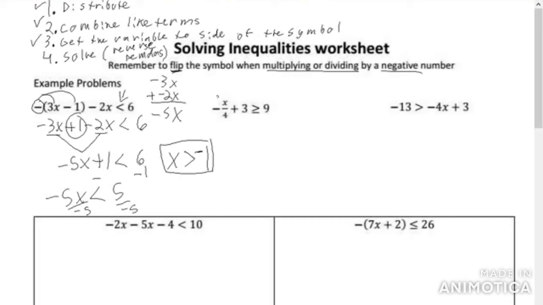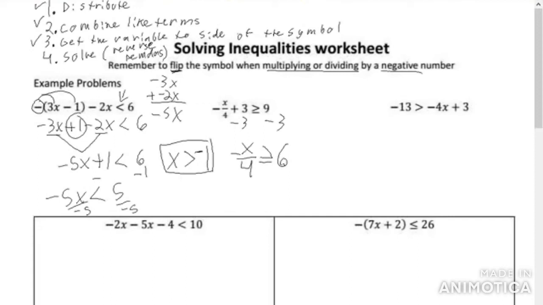Now I need to solve, which is just PEMDAS, but in reverse order. Okay? So my first step I need to do is get rid of an addition or subtraction. What is adding or subtracting to my x? 3. So I need to get rid of this 3 by subtracting 3, not just from one side, but from the other. Okay, that'll give me negative x over 4 greater than or equal to 9 minus 3 is 6.